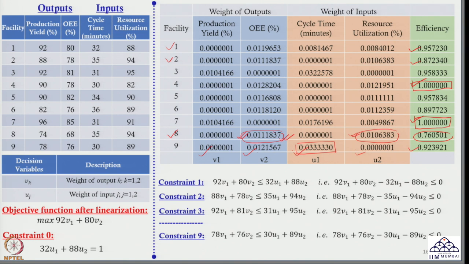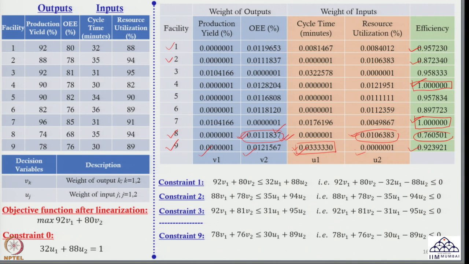Wherever you have more weights, my focus should be on those parameters. If more weight is on output, then I should try to increase the output value. If more weight is on input parameters, then for that specific parameter, for that specific facility, I should try to reduce the input values. Then I will achieve efficiency at a faster rate. The efficiency score will increase at a faster rate. So now we have solved both the problems which we stated earlier in the case.